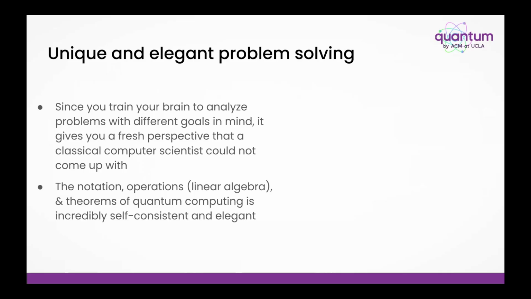Secondly, I feel like the notation, the operations, all the equations you have to do, the theory behind it is very, very elegant and self-contained. You've all had those lectures in class where professors pop up some meaningless equation on the board and you're like, what the heck does this even mean, right? Quantum computing is not like that. It's built upon linear algebra, and I feel like it's very easy to see how one property or one effect comes about, and it's extremely self-contained.